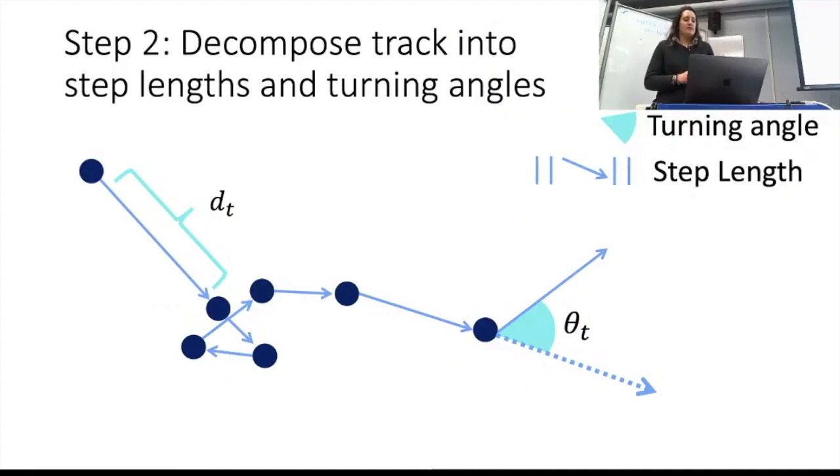The next step is to decompose your track into step lengths and turning angles. So what we do is we take those interpolated locations, which are in navy blue here, and then we calculate a step length, which is the distance between each of them, and then we calculate a turning angle, which is the amount that an animal is turning from its current heading.